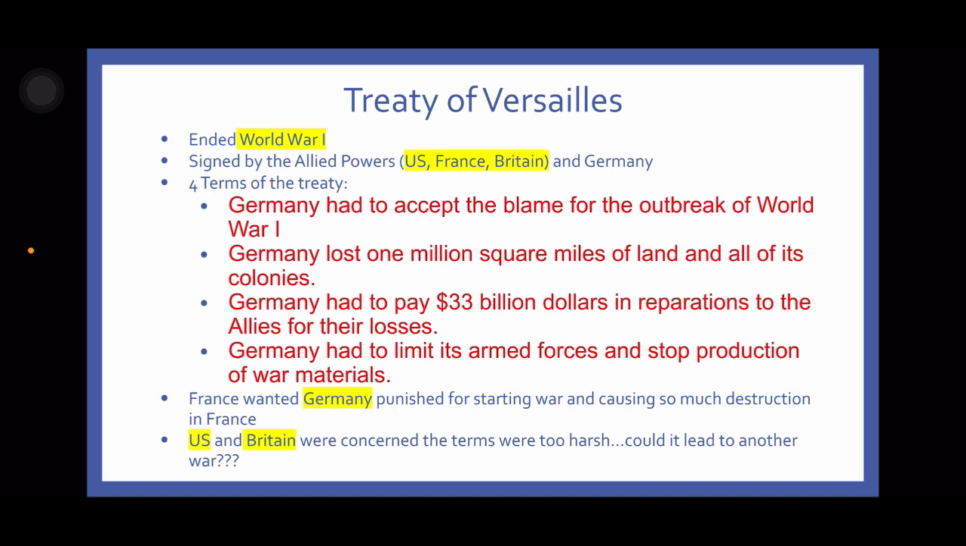And of course, France wanted Germany punished because so much destruction was done in France, their neighbor country. But the United States and UK were concerned that this was too much and might lead to another war. When you bully somebody down to the neck, they might rise up and cause another disruption.